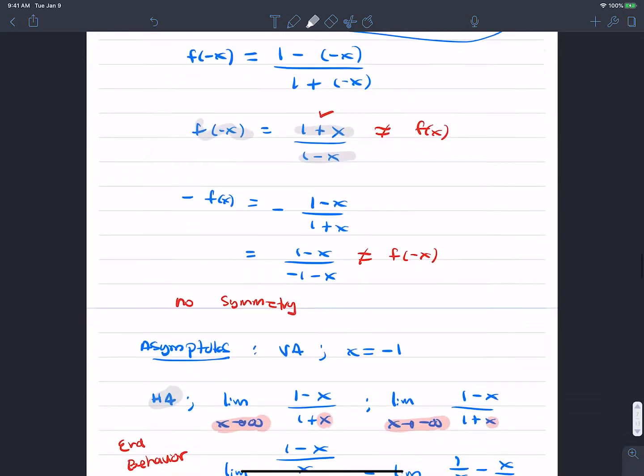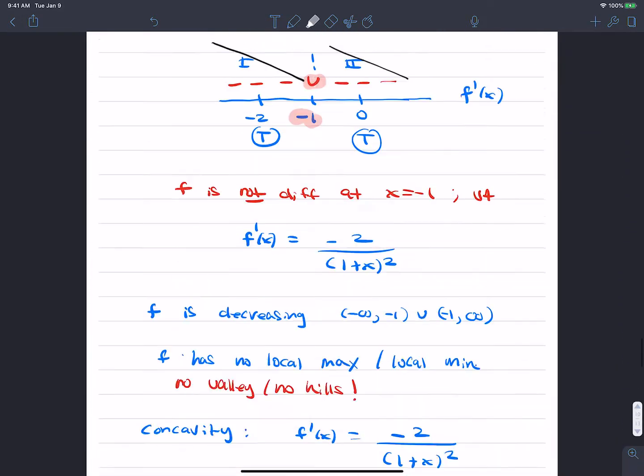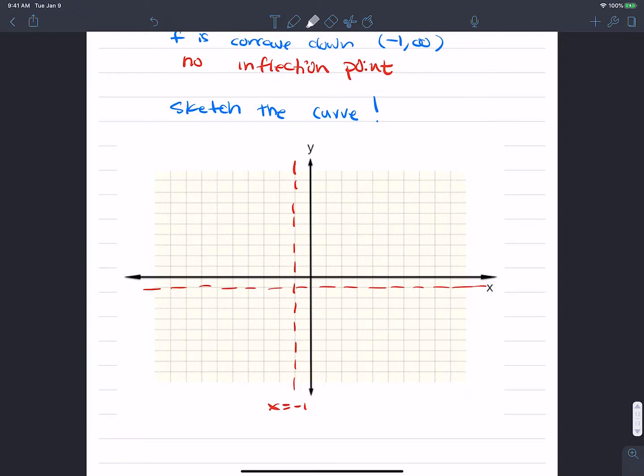So 1, 0, and what's the other one? 0, 1. So I'm going to do this here. X is 1, y is 0. That's right here. And then 0, 1 is right here. Is that true? So I have these locations here, if you guys can see that. Those are my intercepts. Is that right? 1, 0, and 0, 1. X and y intercepts.